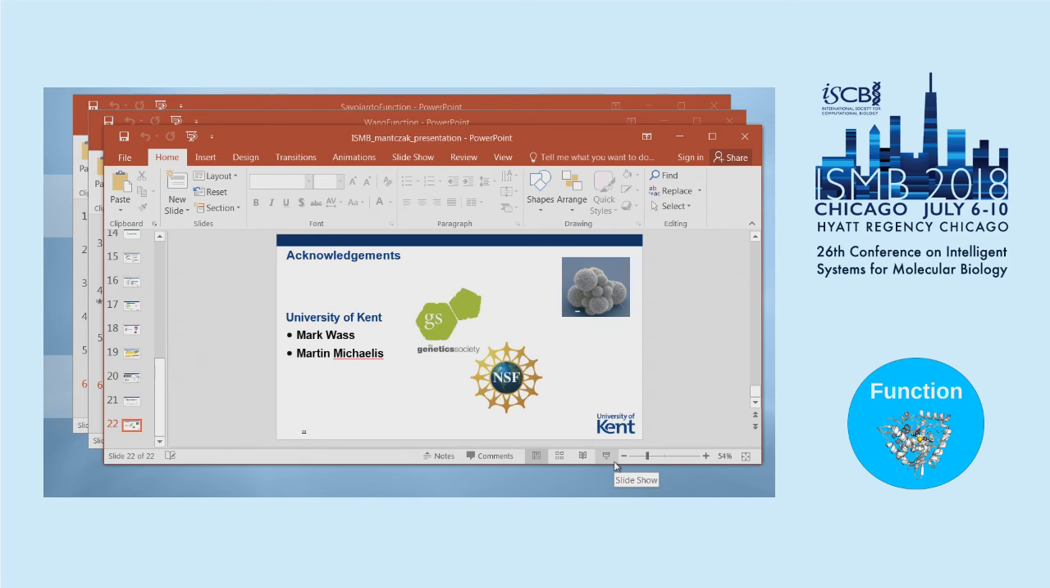Yes, Alex? Thanks for a nice talk. The characteristics you looked at, did you consider looking at the rate of evolution of the different classes, or to put it another way, the level of conservation? Because that would seem to be an important correlate of whether you could find a function. We didn't do that, but that's a good idea.